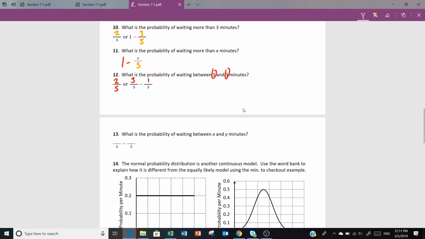So what's the answer to this? When it was between 1 and 3, it was 3 over 5 minus 1 over 5. So between x and y, it's going to be y over 5, because we're assuming that that's the bigger number, just like the second number was 3, which was bigger. Okay, good. So this one's going to be y over 5 minus x over 5.